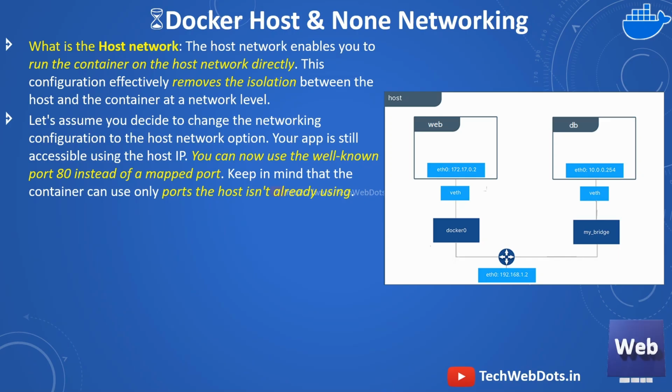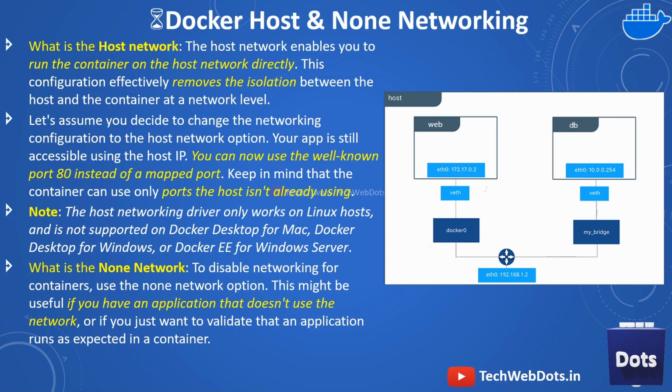Let's assume you decide to change the networking configuration to the host network option, and your app is still accessible using the host IP. You can now use the well-known port 80 instead of the mapped port. Keep in mind that containers can use only ports that the host is not already using. It means if the host is already using port 80, then you will not be able to use the same port for accessing your application on port 80.